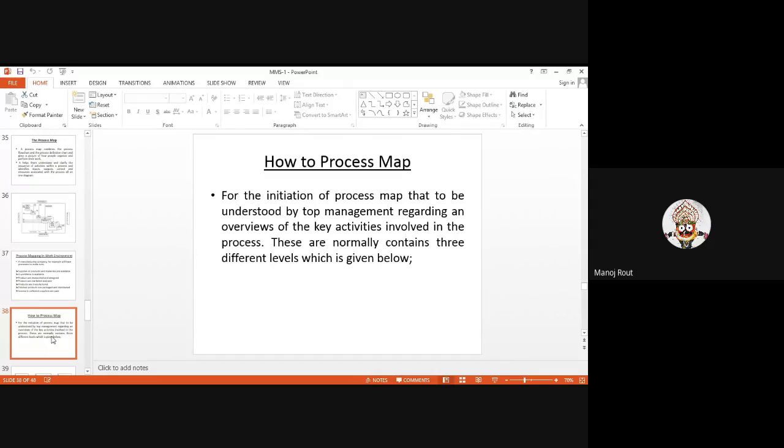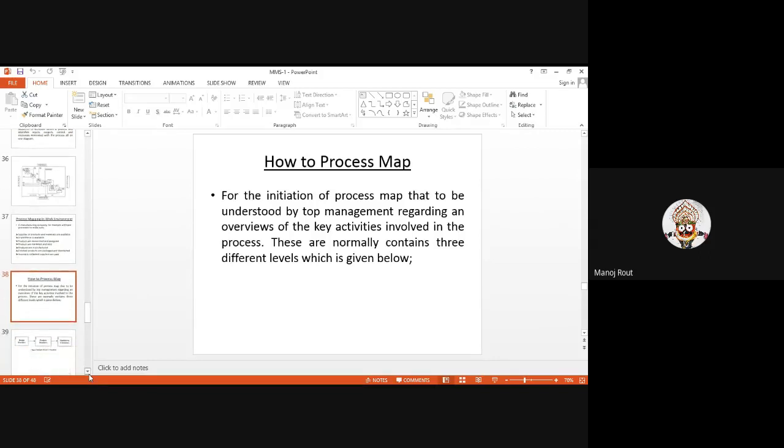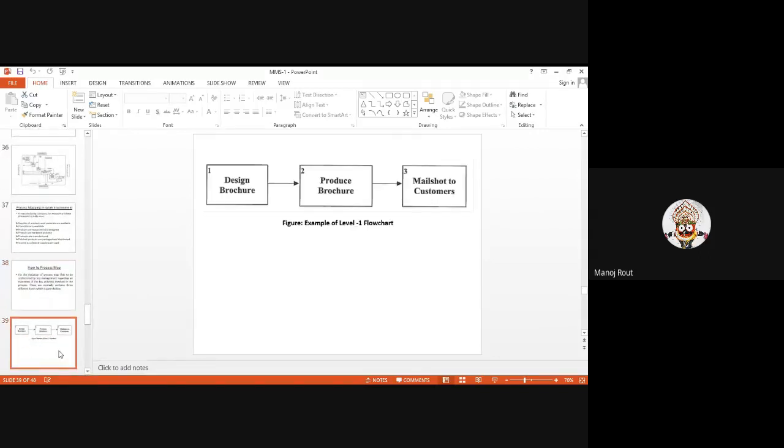So these normally contain three different levels, which are given below. On the next slide, the first one is design brochure, the second one is produce brochure, and the last one is mail shot to the customers. So these are the different examples of a level 1 flow chart. This is also known as level 1 flow chart. Going to the next one.